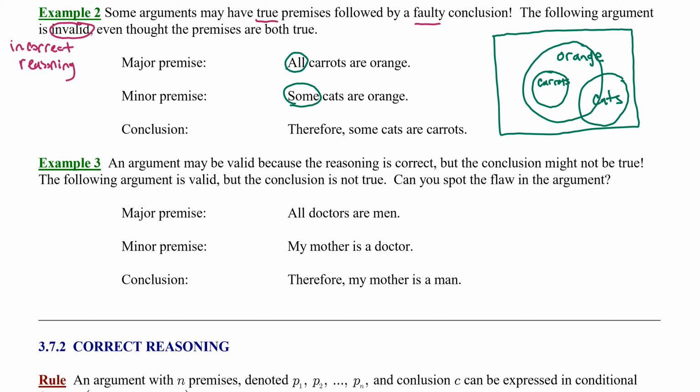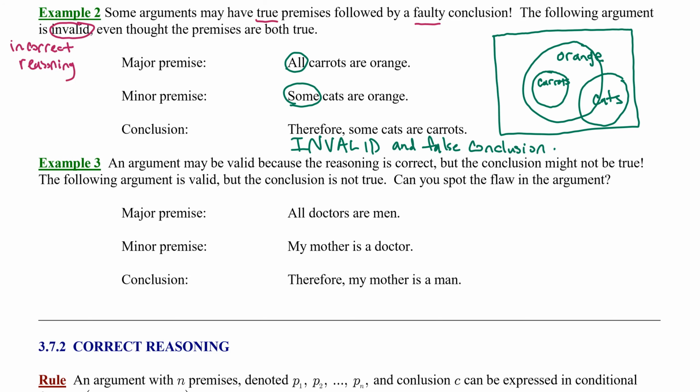Therefore, some cats are carrots. Well, if the cat circle also overlapped the carrot circle, then that would be a valid conclusion. But we've been able to construct this Euler diagram in such a way as to illustrate the premises correctly, but find that conclusion to be faulty. So this is an invalid argument. It is an invalid argument and it has a false conclusion.